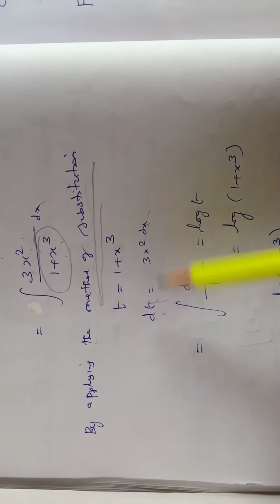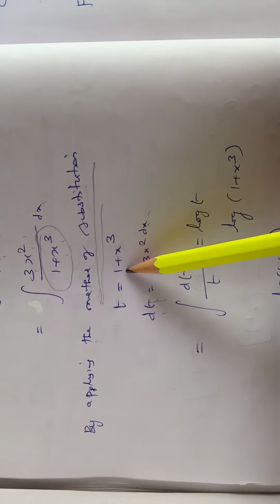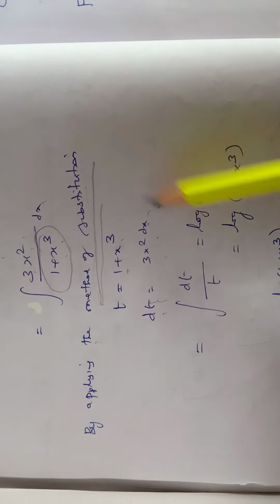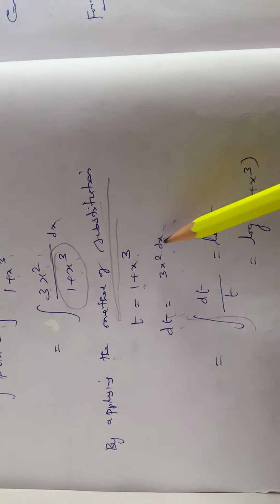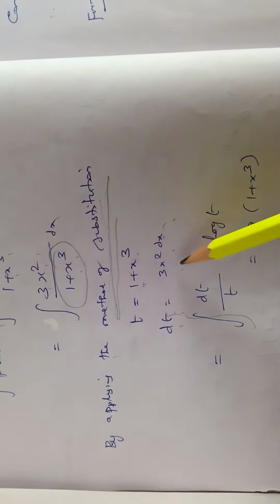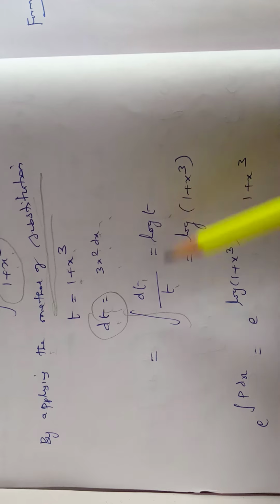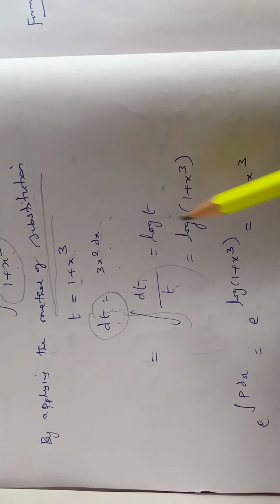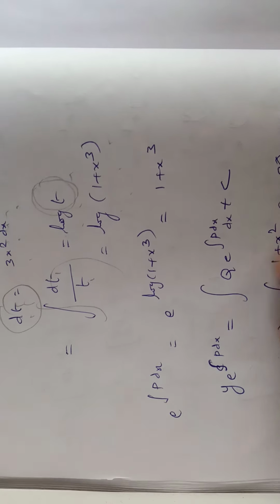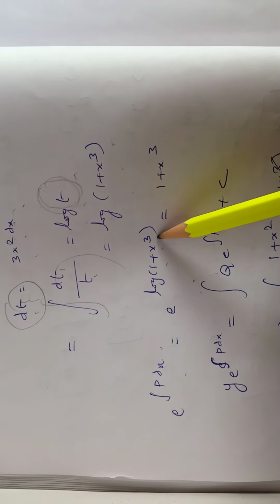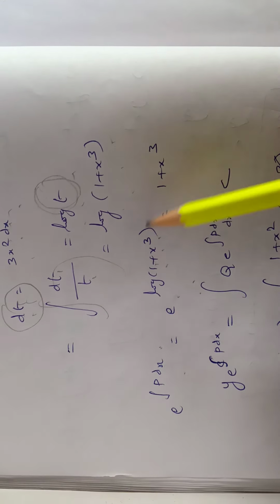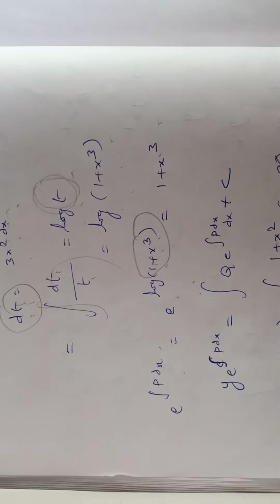Differentiating on both sides, dt = 0 + 3x² dx, since the differentiation of 1 is 0 and of x³ is 3x². So all the x can be transformed as t. The numerator 3x² dx becomes dt, so we get ∫dt/t, and the integration of dt/t is log t. Finally t is transformed back to x, so it is log(1 + x³). Again, e^(∫P dx) = e^(log(1 + x³)), so the final answer is 1 + x³.